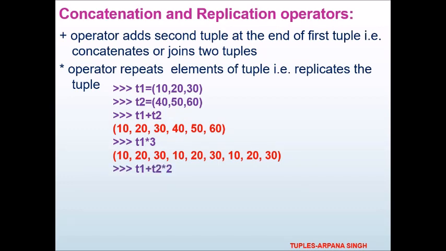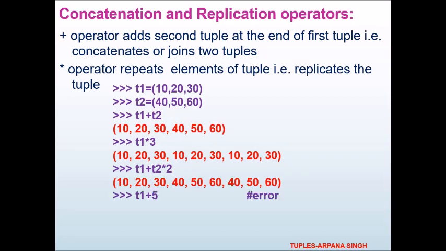If you write t1 plus t2 into 2, first it will replicate t2 by 2 times because it is t2 into 2, and then it will join it to t1, so this will be the answer. T2 is replicated twice, 40, 50, 60, 40, 50, 60, and then it is joined with the first tuple 10, 20, 30.